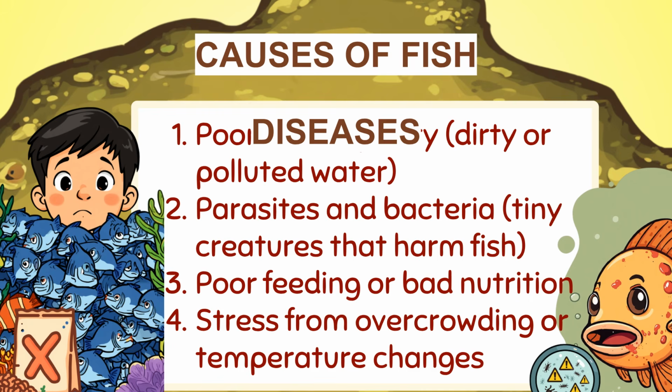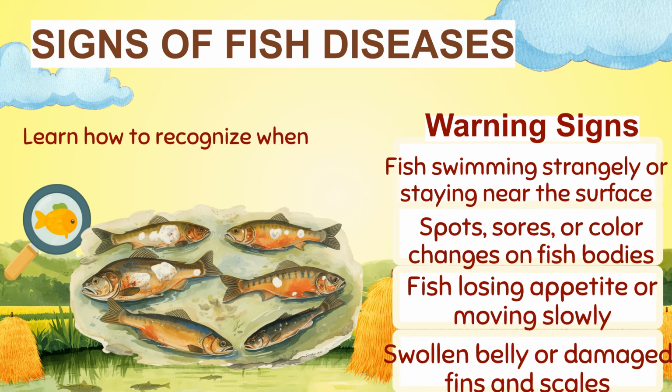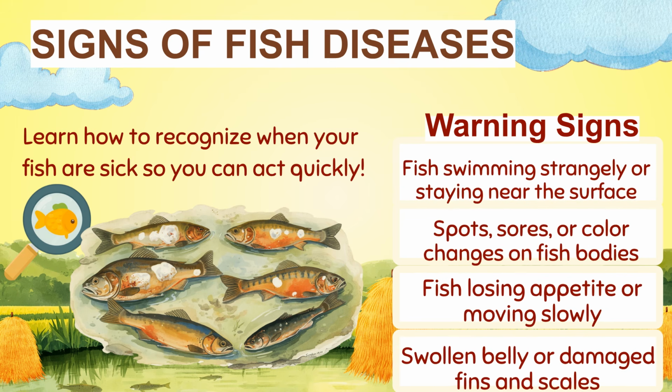Fourth, stress from overcrowding or temperature changes. When too many fish are placed in a small space, they become stressed, and diseases can spread more easily. Sudden changes in water temperature can also make fish weak and unhealthy. So remember these 4 important causes: poor water quality, parasites and bacteria, poor nutrition, and stress from overcrowding or temperature changes. If we understand these causes, we can take the right steps to prevent and control fish diseases and keep our fish healthy. Now, let's learn how to recognize the signs of fish diseases.